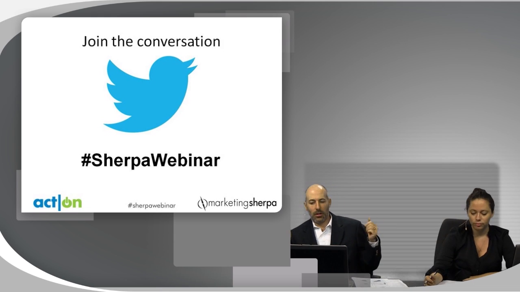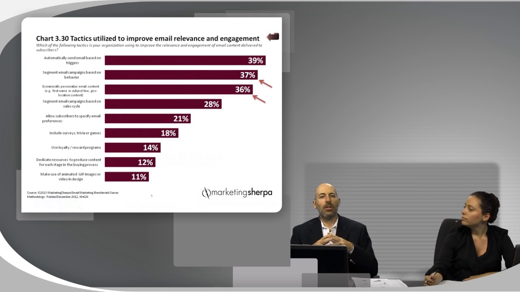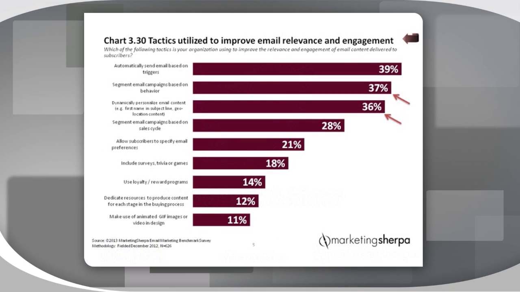So why are we talking about personalization? Let's take a look at some Marketing Sherpa data. This is from the Email Marketing Benchmark Report, and we asked marketers what tactics they're using to improve email relevance and engagement. And you'll see right there that 37% are segmenting and 36% are dynamically personalizing email content.